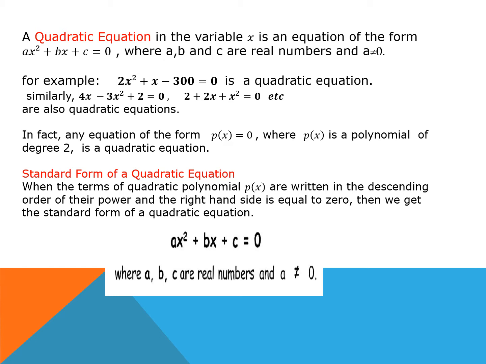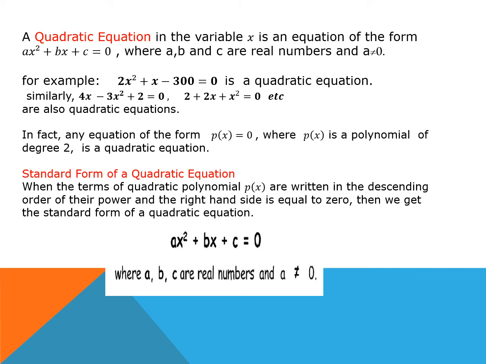Similarly, we have many other quadratic equations like 4x minus 3x squared plus 2 equals 0, 2 plus 2x plus x squared equals 0 and many more. In fact, any equation of the form p(x) equals 0, where p(x) is a polynomial of degree 2, is called a quadratic equation. The next thing is the standard form of a quadratic equation.